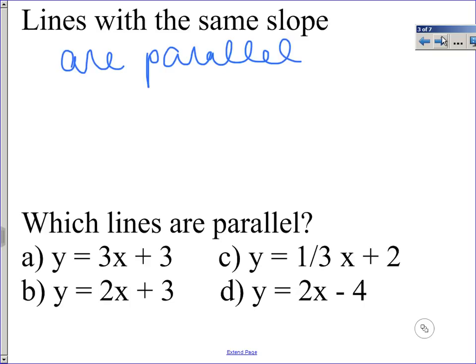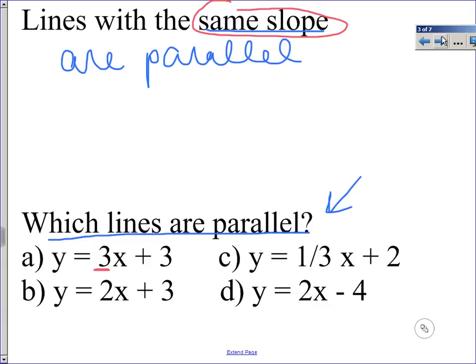So if I look at an equation and see that the slopes are the same, then I can determine that the lines are parallel. Looking at this example, we're being asked which lines are parallel. Knowing that lines with the same slope are parallel, I'm going to look for lines with the same slope. So for A, I see I have a slope of 3. Fortunately, these are all in y equals mx plus b, so I can quickly identify my slope. I'm going to look for another equation with 3 as the slope. B has 2 as a slope, C has 1/3 as a slope, and D has 2 as a slope. Therefore, there's no line parallel to A.